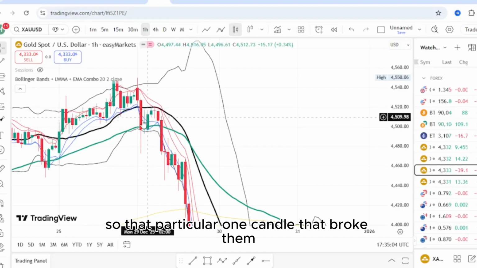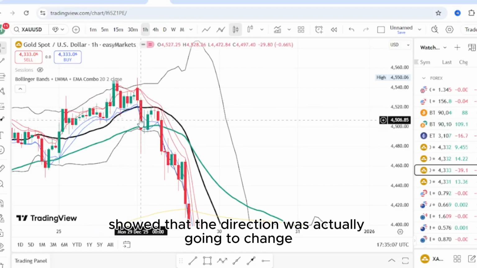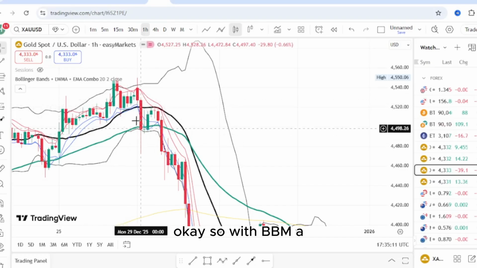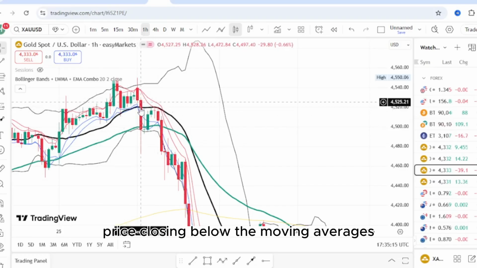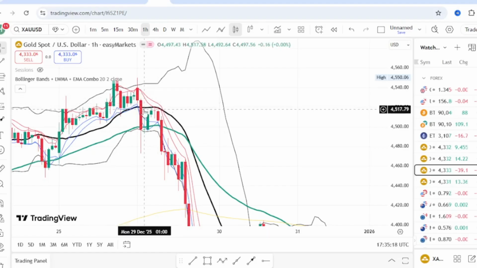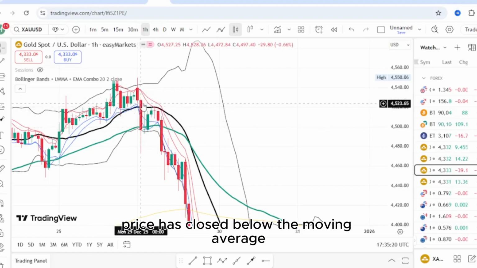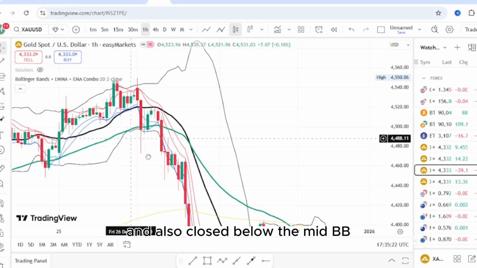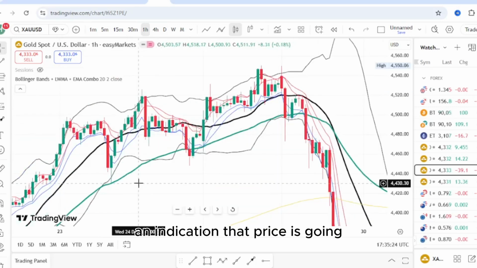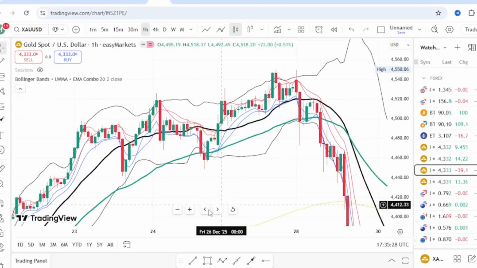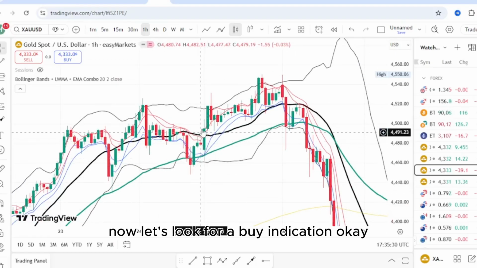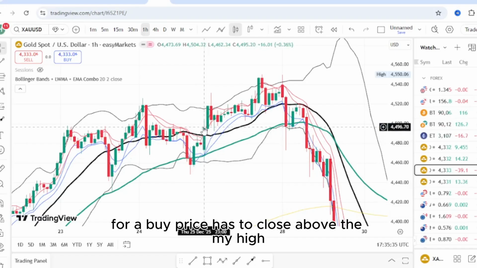Okay, so with BBMA, all you need is price closing below the moving averages and the mid BB. Price has closed below the moving average and also closed below the mid BB, an indication that direction is going to change and start selling. Now let's look for a buy indication. For a buy, price has to close above the high 5 and 10.